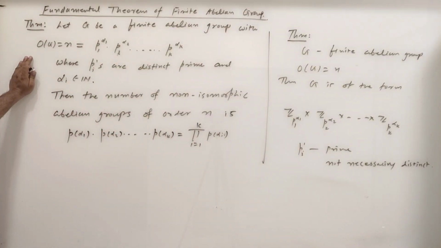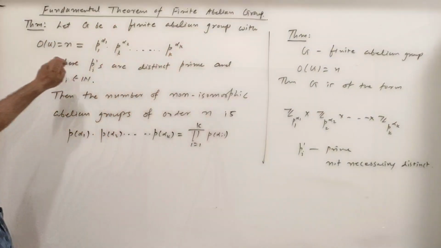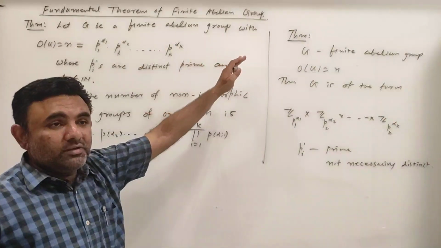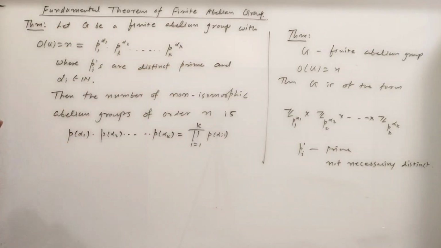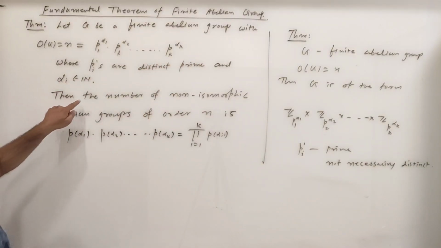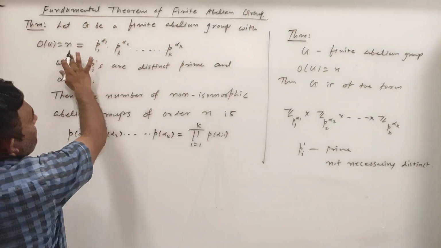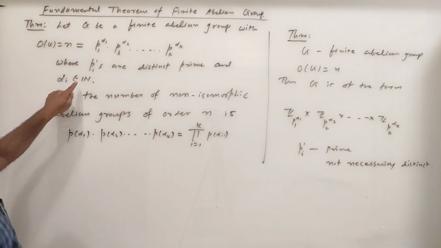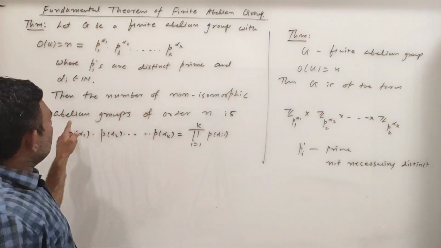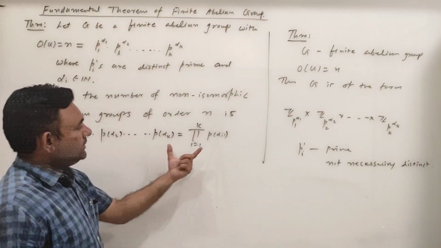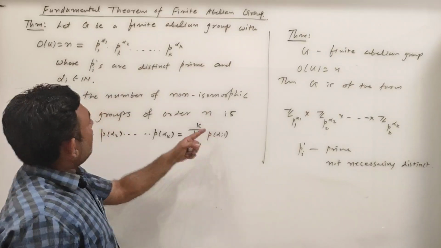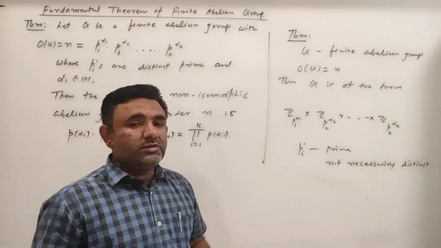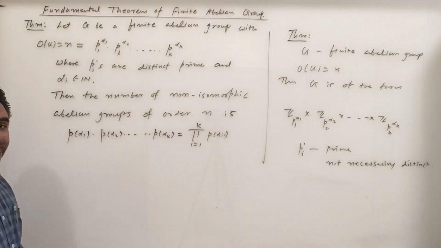और ये theorem क्या कह रहा है, what this theorem says, let G be a finite abelian group and its order is n and you just express n as the prime factorization of n, then here you consider the prime factorization of n, so all primes will be distinct, and the number of non-isomorphic abelian groups of order n is the product of partitions of alpha i, where alpha i are the indices used in the prime factorization of n of distinct primes.